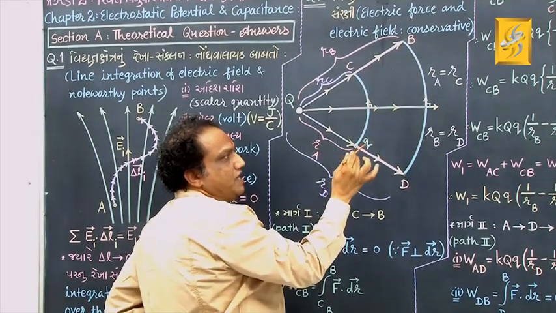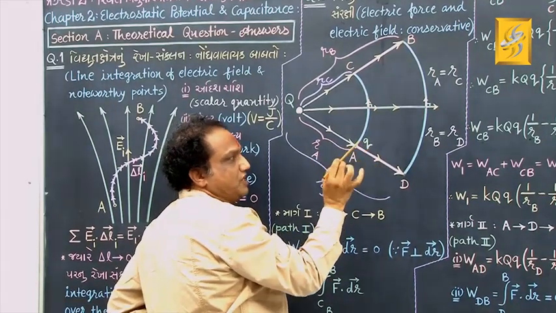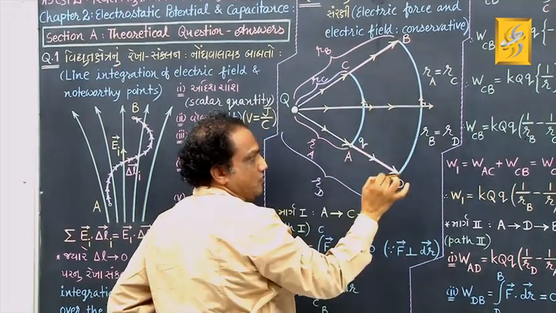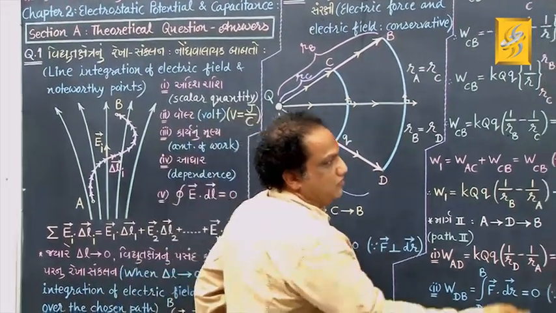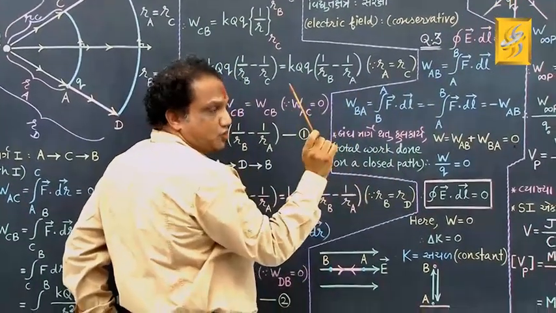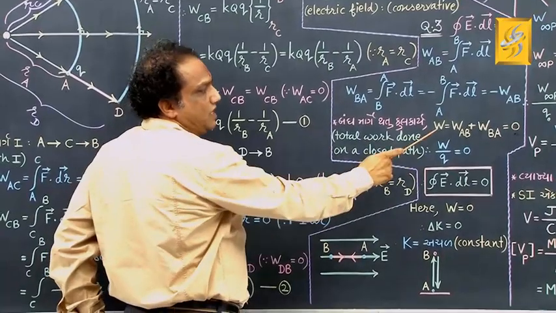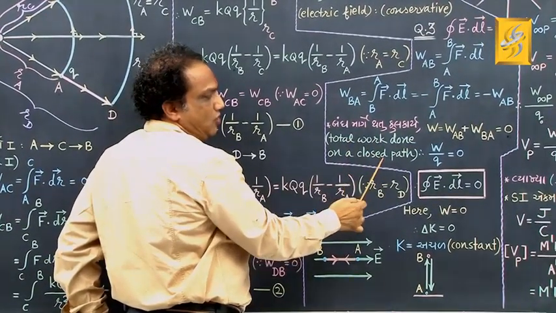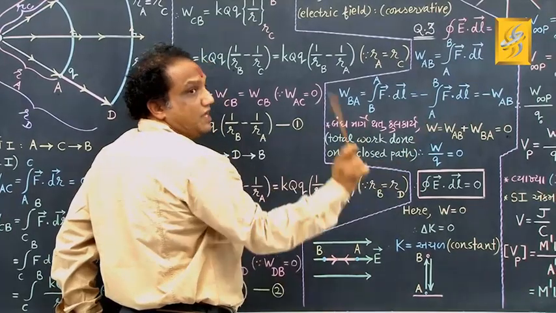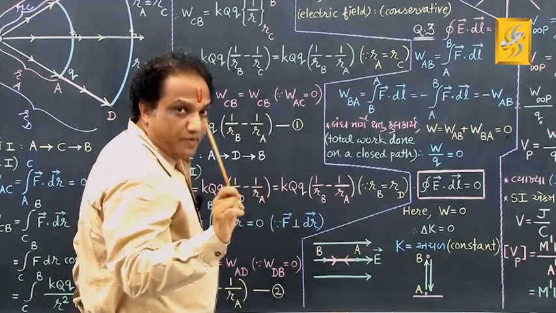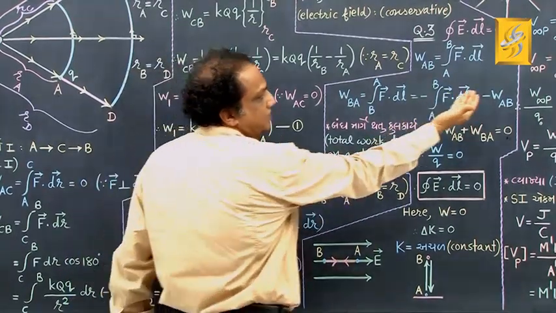In short, we are traversing this closed path. First of all, we go from A to B, then we go from B to A. If it is so, then find out the total amount of work done. Let it be W. Total work done on a closed path should be WAB plus WBA.